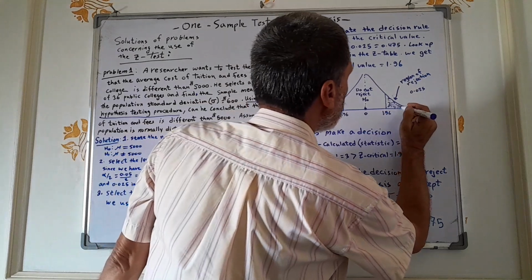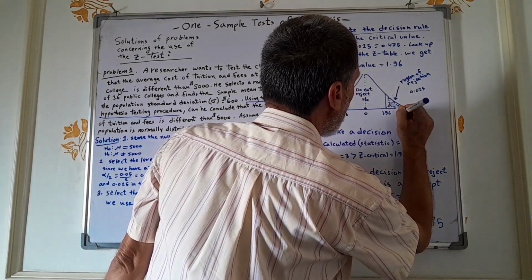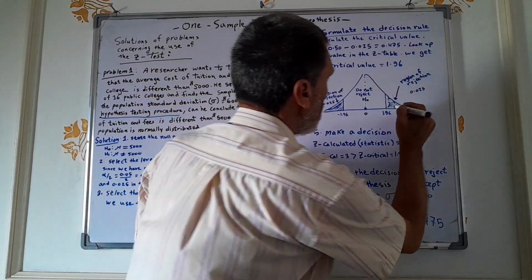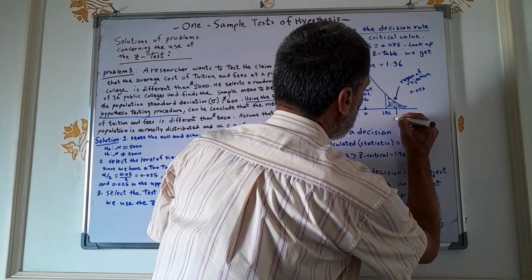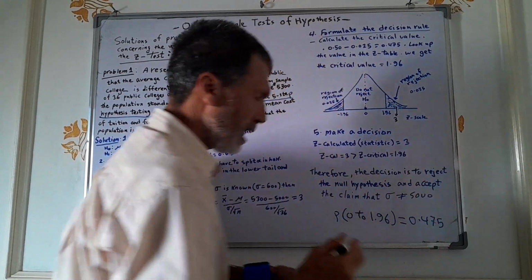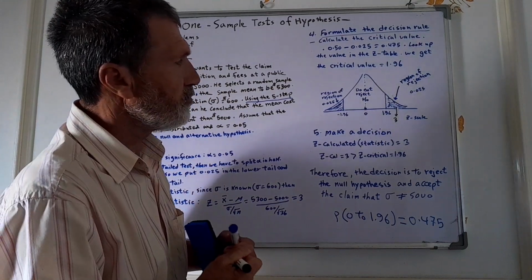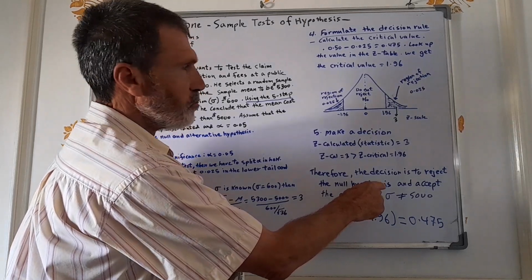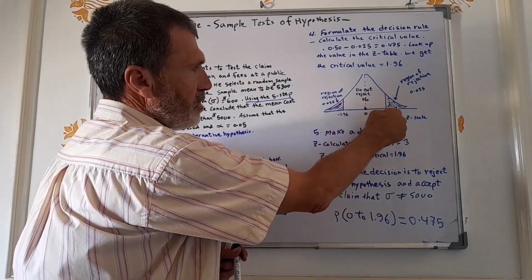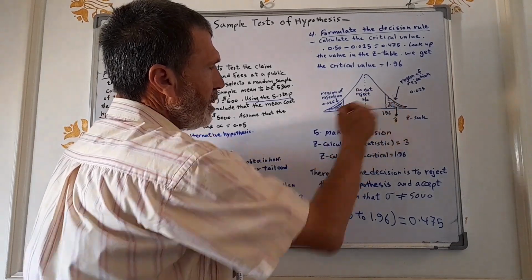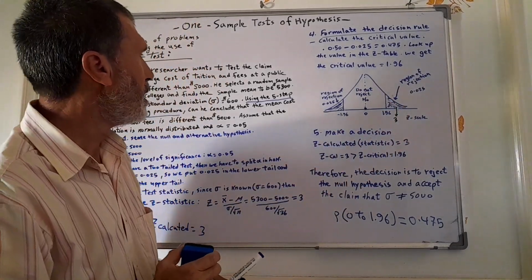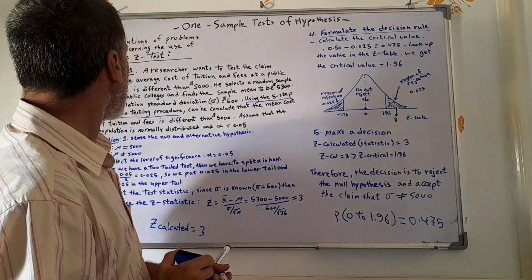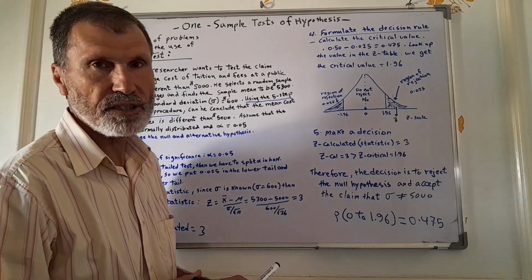So Z over here, which is three, is greater than 1.96. Therefore, we reject the null hypothesis. We reject the null hypothesis here, and we accept the claim that the mean cost of tuition and fees at a public college is different than $5,000.